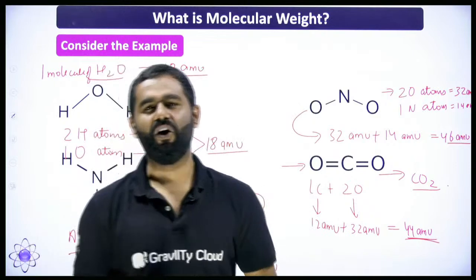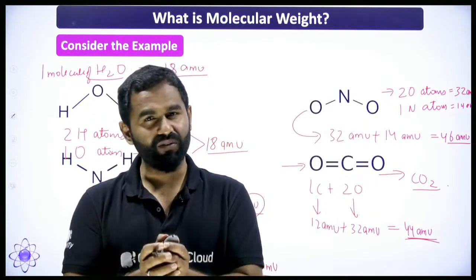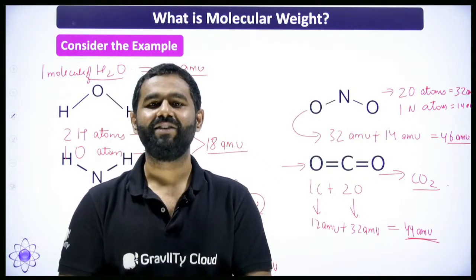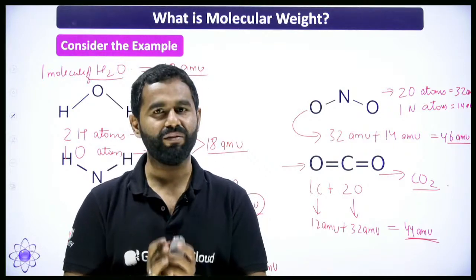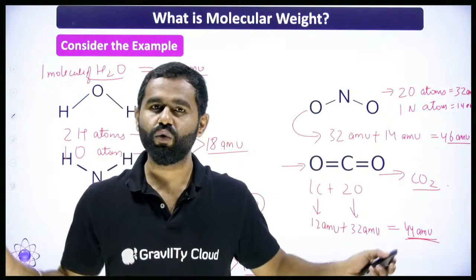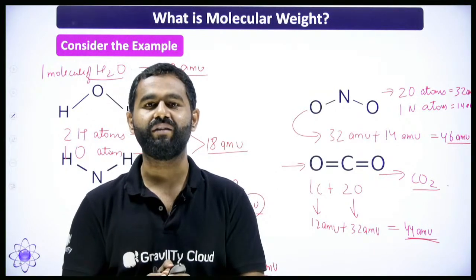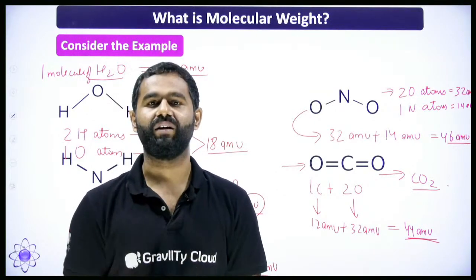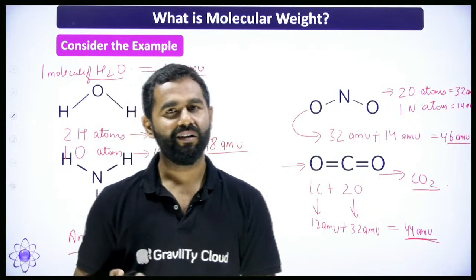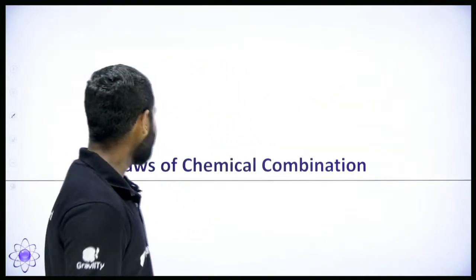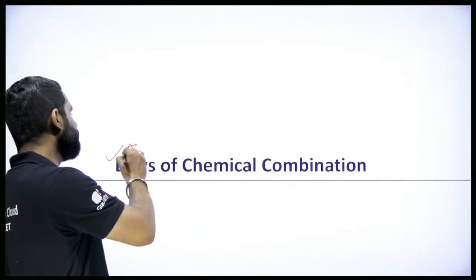It's very easy. All you need to do is that molecules are made up of atoms. Right? So write down the mass of all the atoms which are present in the molecule. Then do the sum. Once you are done with the sum, you will get the molecular mass. Right? Chalo. Next is the laws of chemical combination.